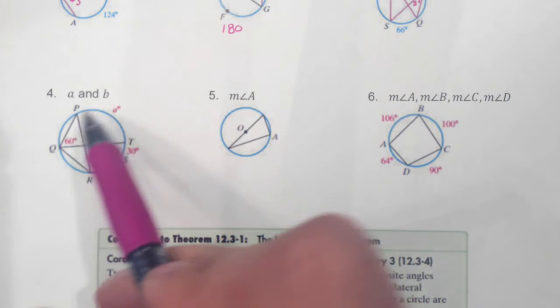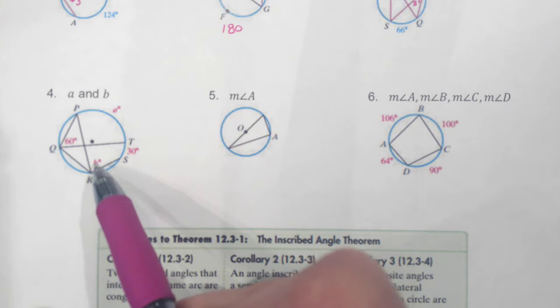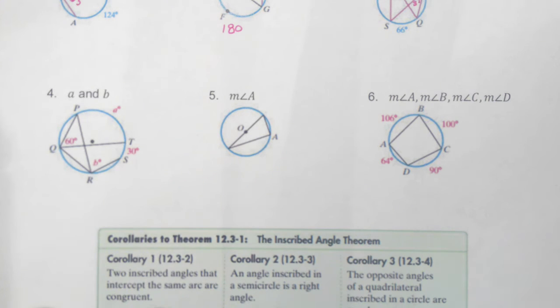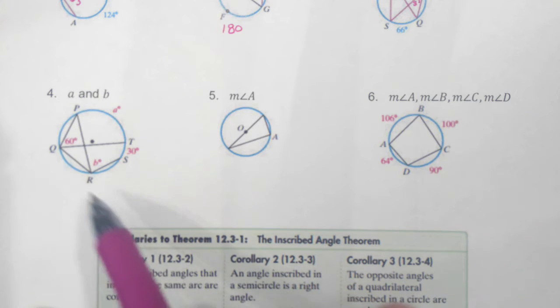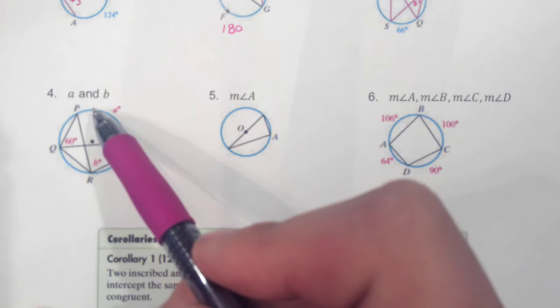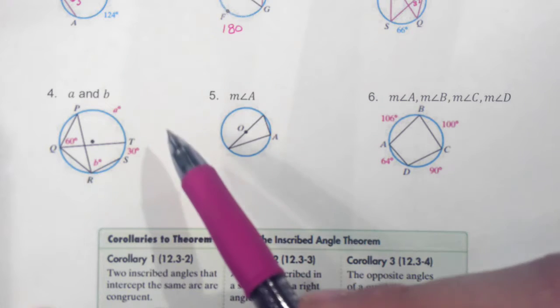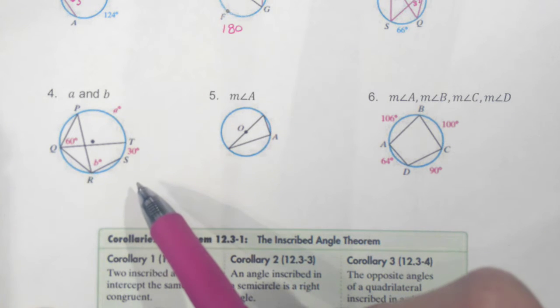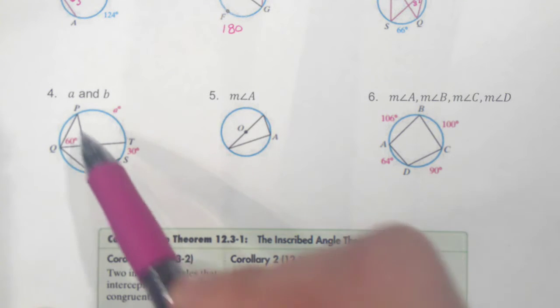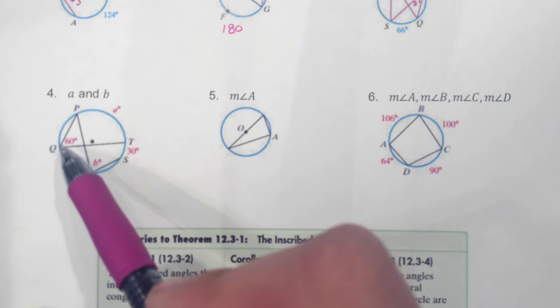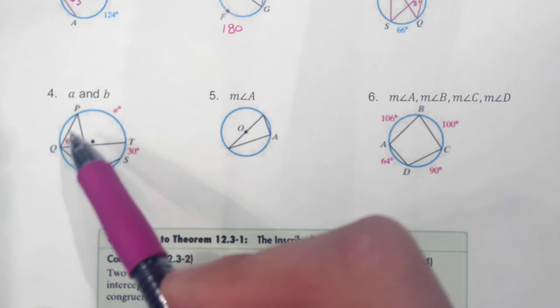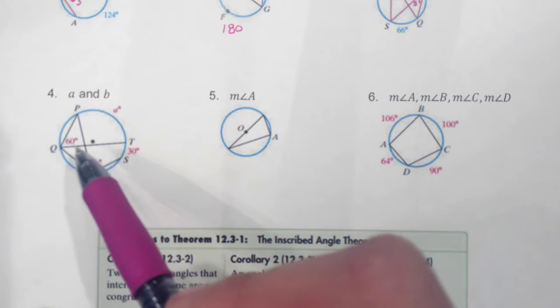Find A and B. A is an arc, B is an angle. Okay, let's see. How can we do this? Lots of stuff going on here. Oh, here we go. We've got a 60-degree angle right there. You probably spotted it quicker than I did. I'm a little slow today, I guess.